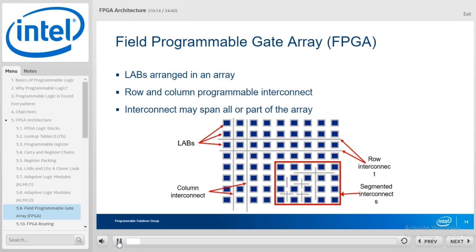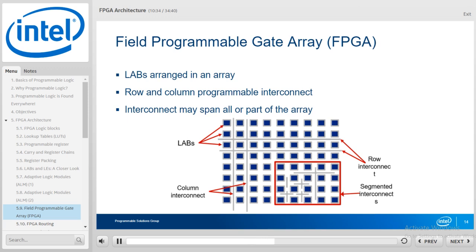In a Field Programmable Gate Array, or FPGA, the labs are all arranged into a large array, and the device can be programmed and reprogrammed out in the field. Programmable routing is placed in the spaces between labs, similar to streets in a large city. This routing is organized as row or column in the interconnect.